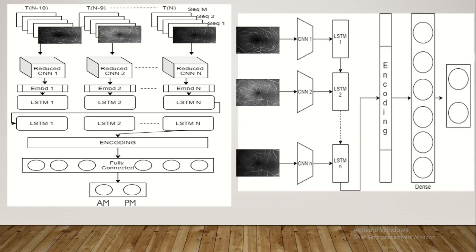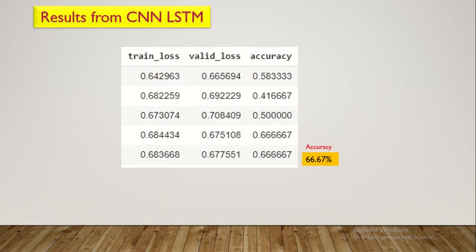Implementing the whole architecture in code, in TensorFlow, took me nearly one month, writing from scratch. I have provided the link to my code in the last page of the PPT. After implementing and training the whole architecture, we got a very poor accuracy of nearly 66.67%, which for a binary classification is not considered good.